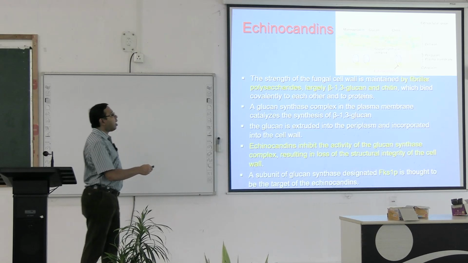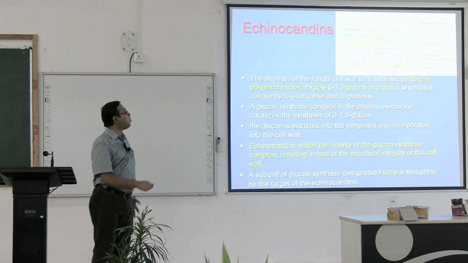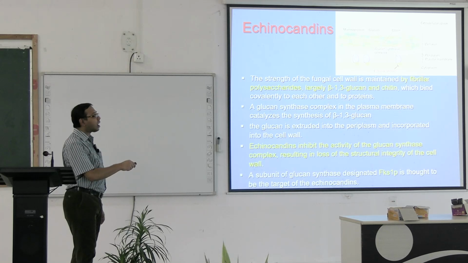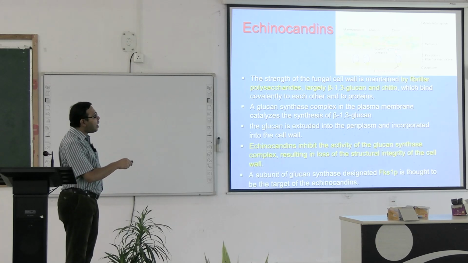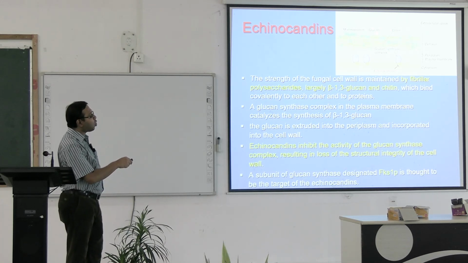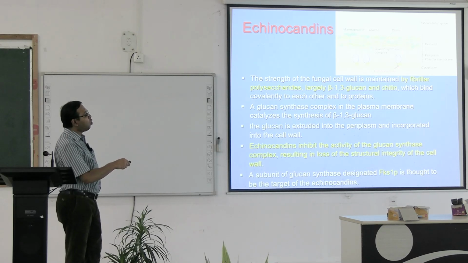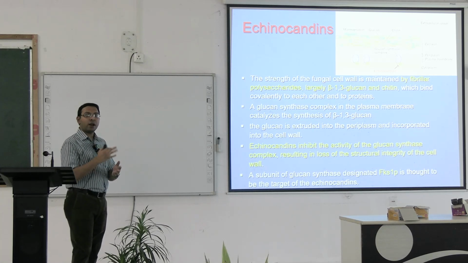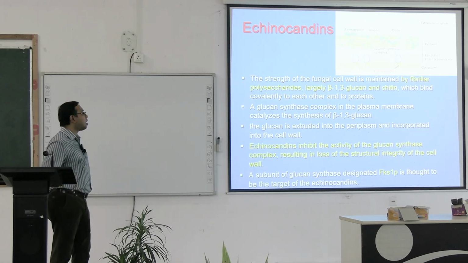The strength of the fungal cell wall is mainly maintained by the fibrillar polysaccharides, largely this beta-1,3 glucan and the chitin, which bind covalently to one another. You can see this is the glucan, beta-1,3 glucan, these are the chitins, and these are the glucan synthase complex. Ultimately they covalently bind with each other, so that gives the strength to the fungal cell wall.